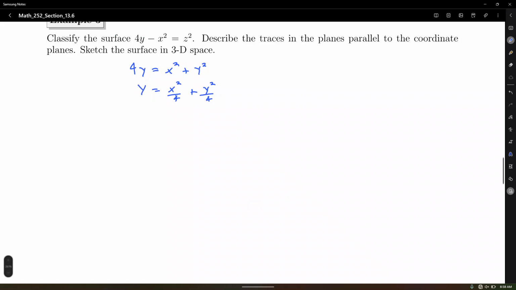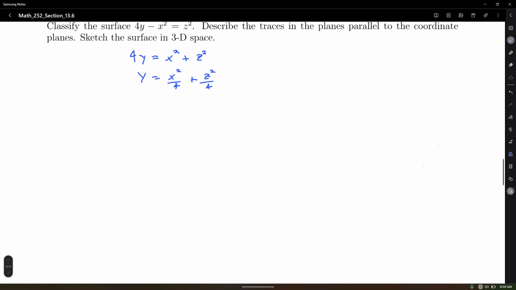That looks like a paraboloid, doesn't it? How do we know? Yes, I think it's supposed to be z squared. Yes, it's z, right? Yep. Thank you. Z. Thanks. So that looks a lot like a paraboloid. Well, how do we know?